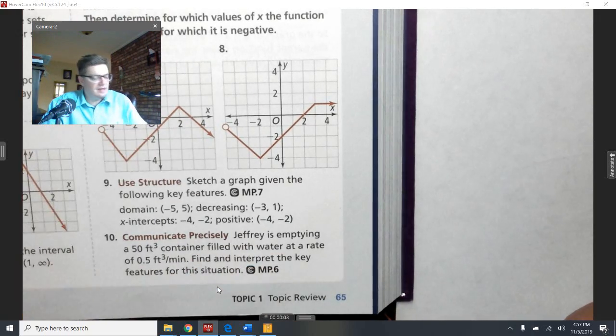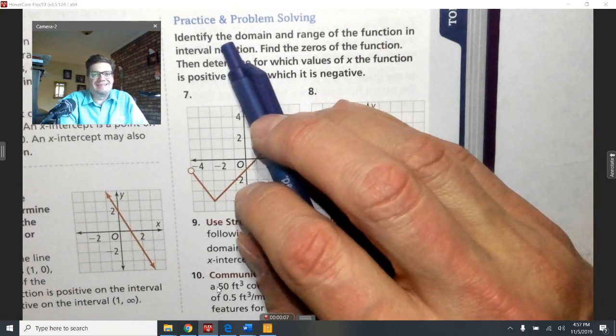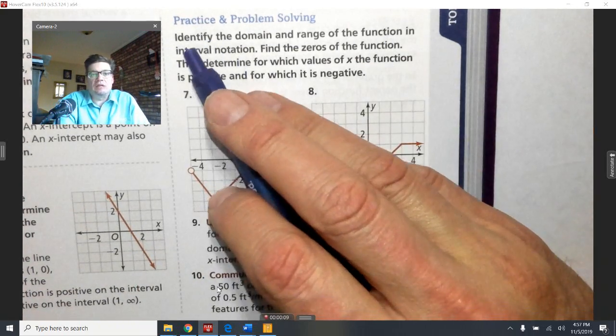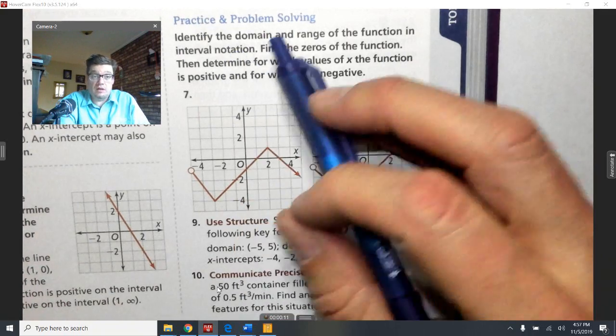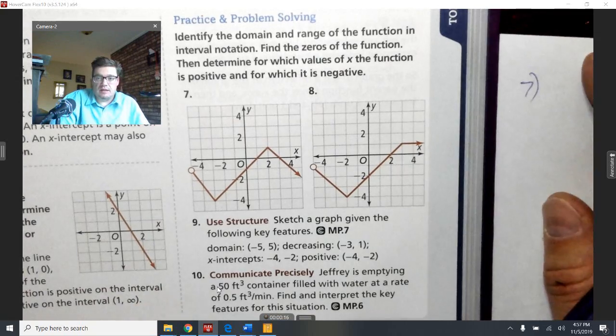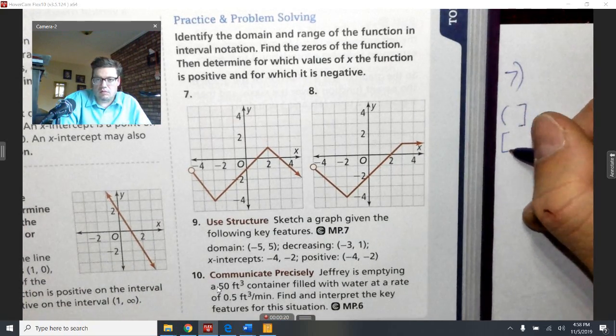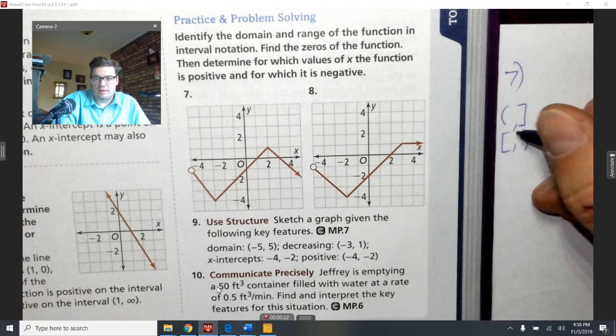Okay, so for this part here, number 7 and 8, we want to identify the domain and range of the function in interval notation. All right, so we're going to use parentheses and brackets, or something like this with commas in the middle.